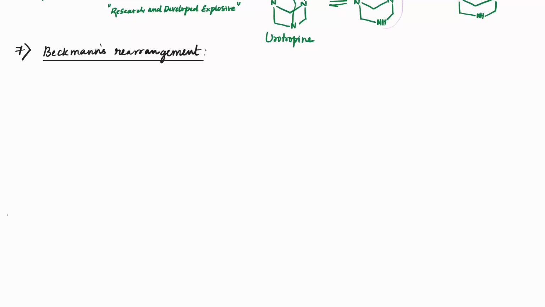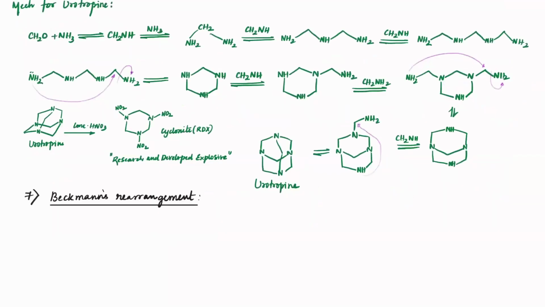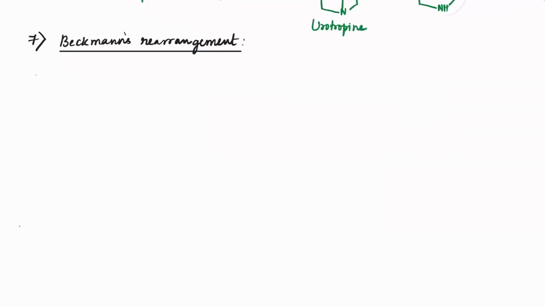We discussed up to the reactions of ammonia derivatives. Now, the next one is a special type of reaction known as Beckmann's rearrangement. What is the reaction here? Please check. The reaction is more prominent for ketoximes. Ketoximes means we have a ketone where an oxime group is present like this.